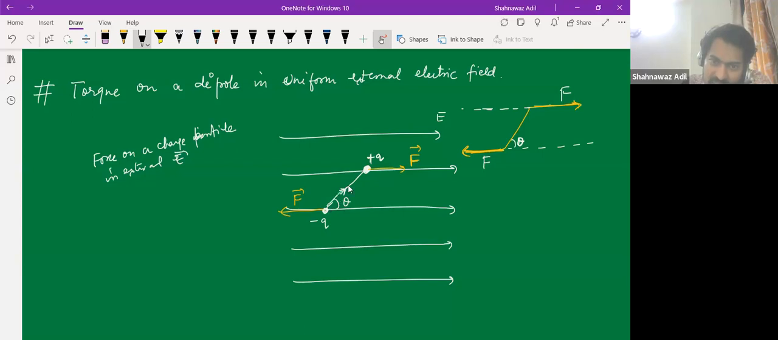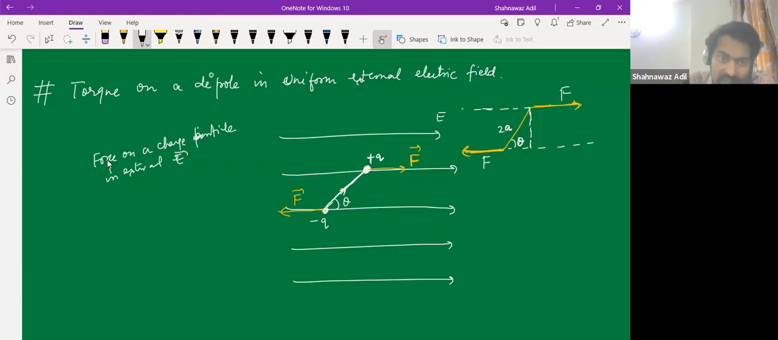This is how much distance? What is the distance between the two charges in a dipole that we have already learned? What was the distance? You guys have forgotten all the things, right? A was the distance, right? So this distance is 2a, this is theta, and this is the perpendicular distance between the line of action, right? Yes, sir. Okay, so we'll talk about this later.